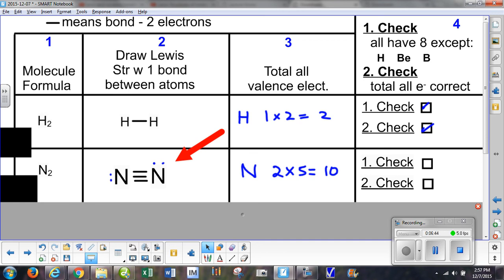So let's check nitrogen on the right. How many? Come on, what's that? 2, 4, 6, and 8. See, if he's touching the bond, he gets to count the electrons, right?